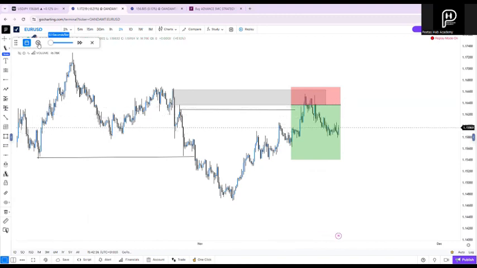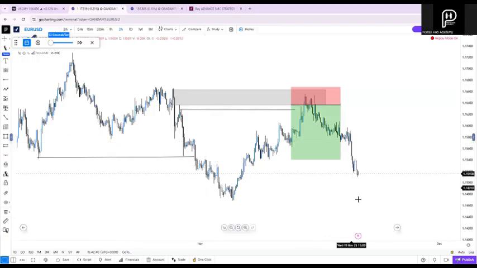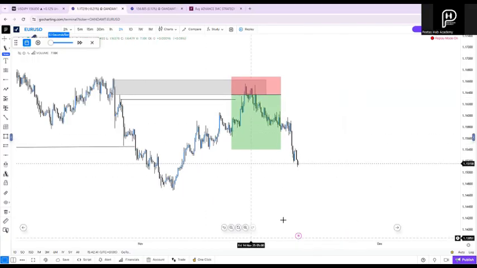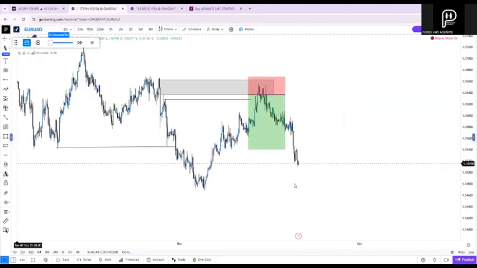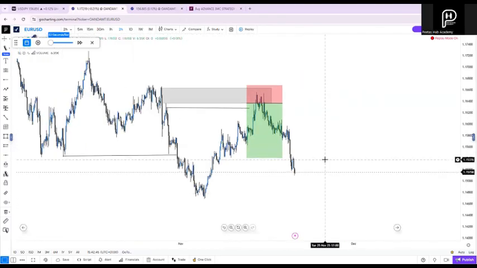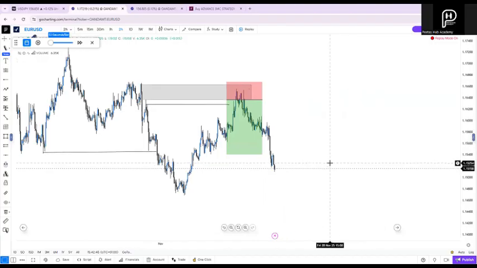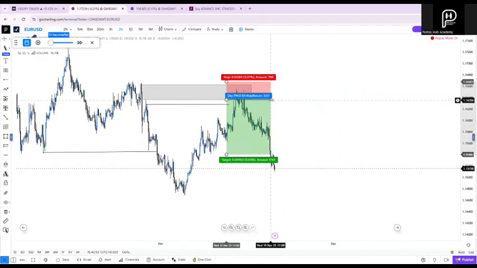Okay, and then, very good. You can see that the price has hit our target. It has hit our TP. Have a fixed risk to reward. This alone will help you to be able to monitor your progress. You can see how easy and how smooth it is.